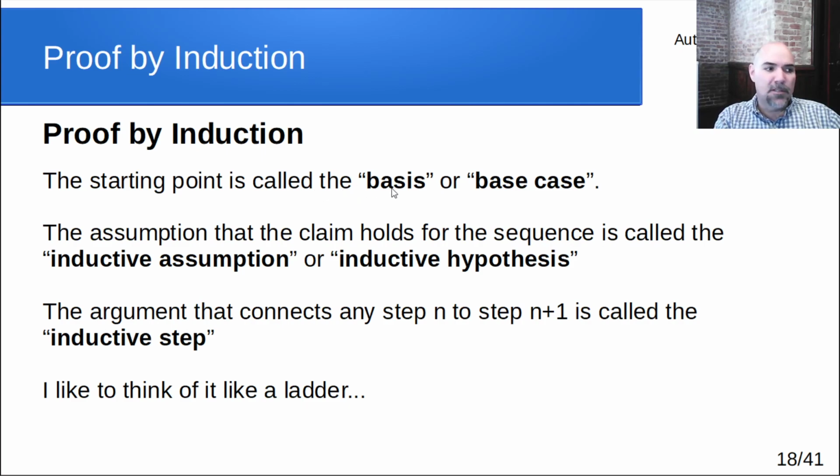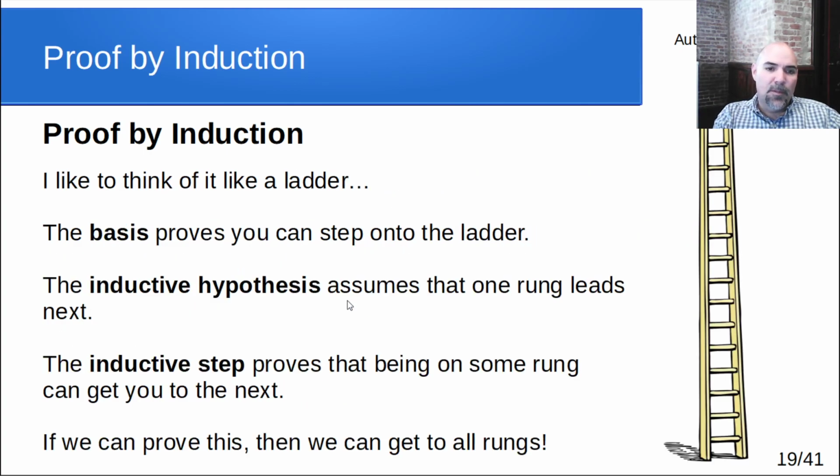That starting point is called the basis or the base case. The assumption that the claim holds for the sequence is called the inductive assumption or inductive hypothesis. And then the argument that basically takes us from n to n plus 1 is called the inductive step. And that's where the argumentation of the proof is going to come in. And the way I like to think about these inductive proofs is like a ladder. So in other words, the basis proves we can get onto the ladder in some spot.